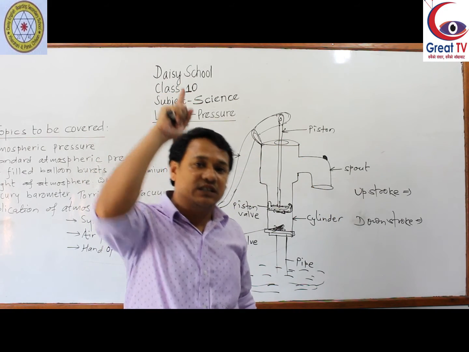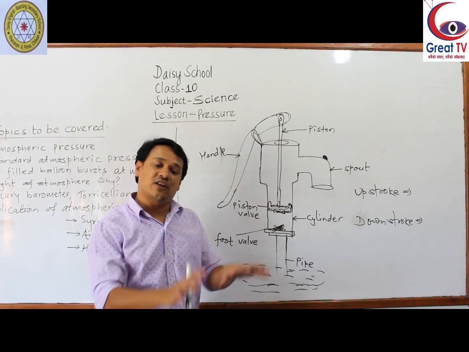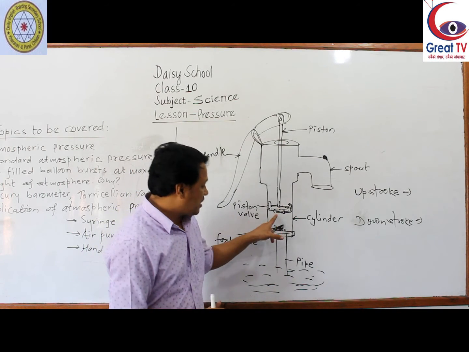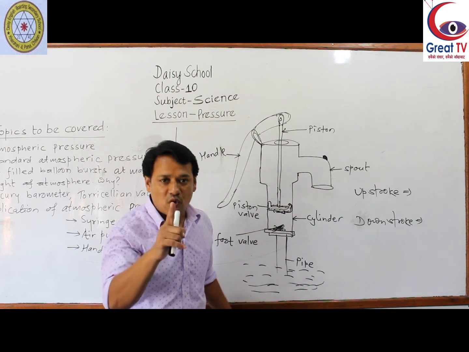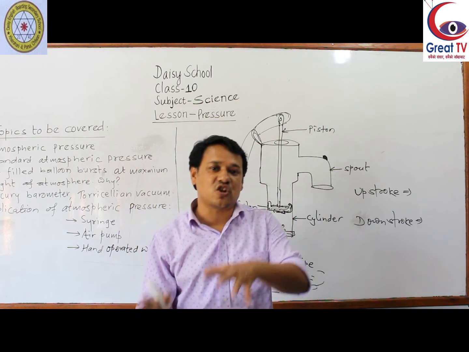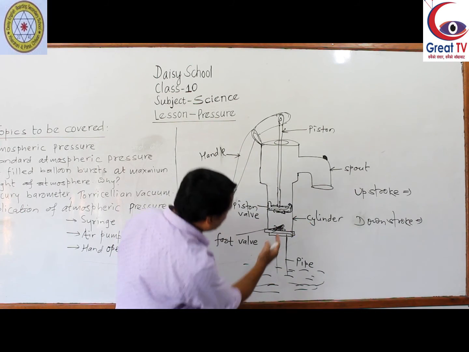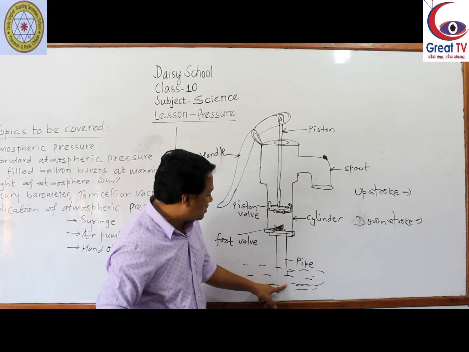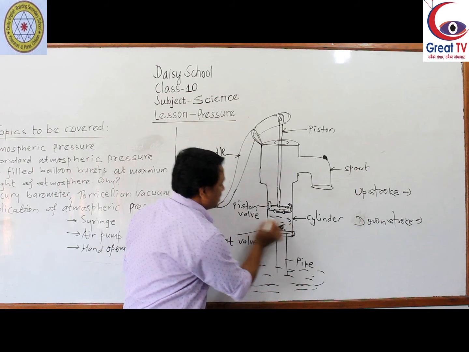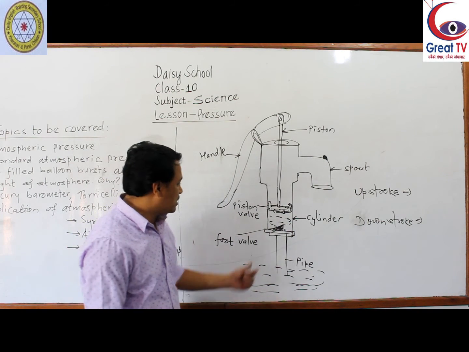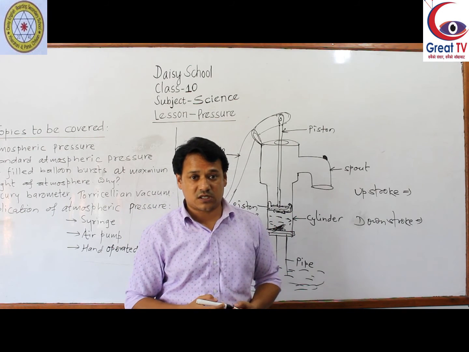When the area increases, pressure decreases. So inside the cylinder there will be less pressure. Compared to this, the pressure of the underground water will be high. And you know, liquid always goes from high pressure to low pressure. That's why the high pressure of the underground water pushes the foot valve, and water is collected in the cylinder. This is called the upstroke process.